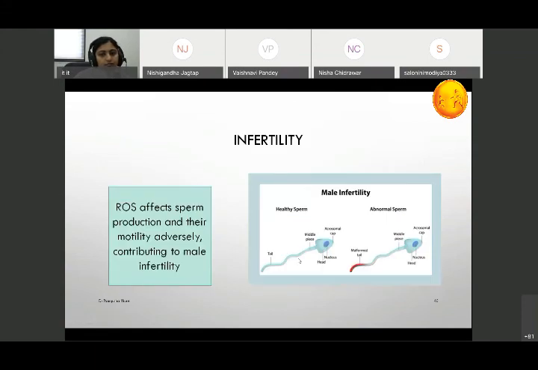Last, we have infertility as one of the disorders associated with reactive oxygen species. Mainly male infertility is there. Reactive oxygen species affect sperm production and their motility adversely, contributing to male infertility. Here you can see, because of this ROS increase in the oxidative stress in the body, there is malformed sperm.